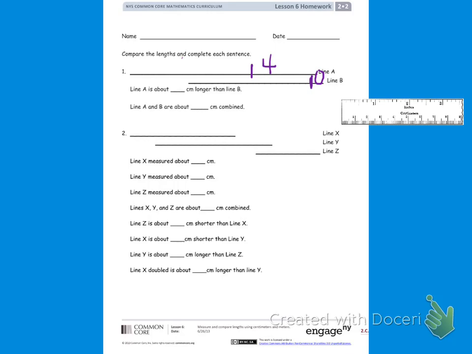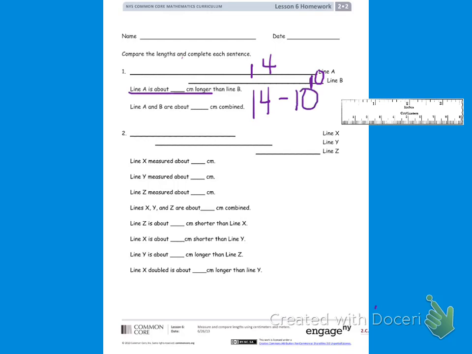It says line A is about blank centimeters longer than line B. We just talked about that. I can see visually and using my knowledge of my numbers, 14 on line A is longer than 10 centimeters on line B. They want to know how much longer. That's finding the difference between these two numbers. When we find the difference between numbers, we are subtracting. So I will take the larger number 14, and I'm going to subtract my smaller number 10.